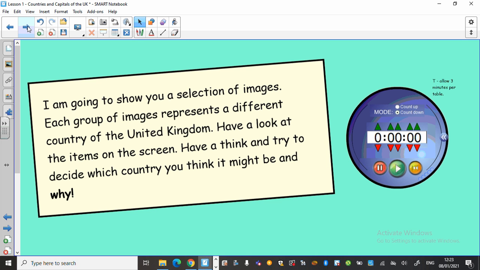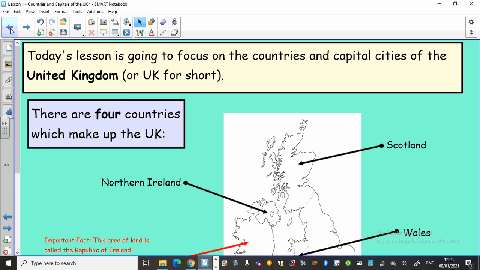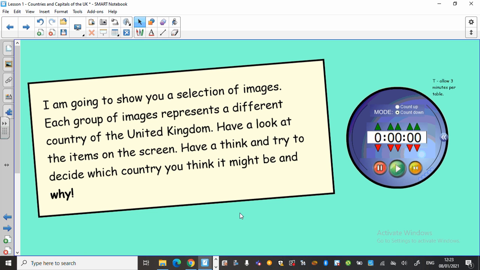Now, what I'm going to do is show you a selection of images on the next few slides. So what you'll be doing is having a look and pausing them so you can have a proper look and things like that. Each group of images is going to represent a different country of the United Kingdom. So obviously we've just learnt what the 4 of them are. They're all there. But each slide will represent a different country. So what I want you to do is have a look at the pictures on the screen, have a think and try to decide which country you think it might be and why. So a little bit of detective work here. I won't give you the name of the country, you've got to guess from the pictures.